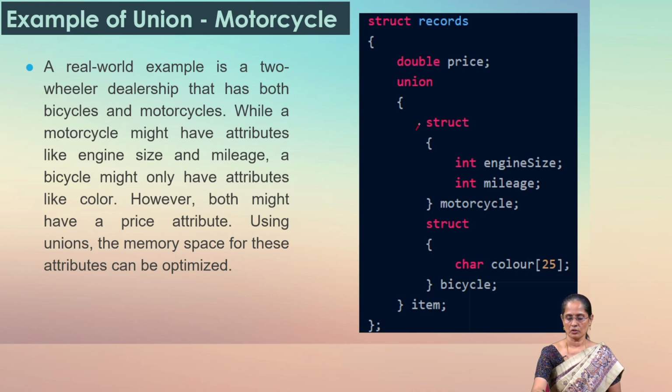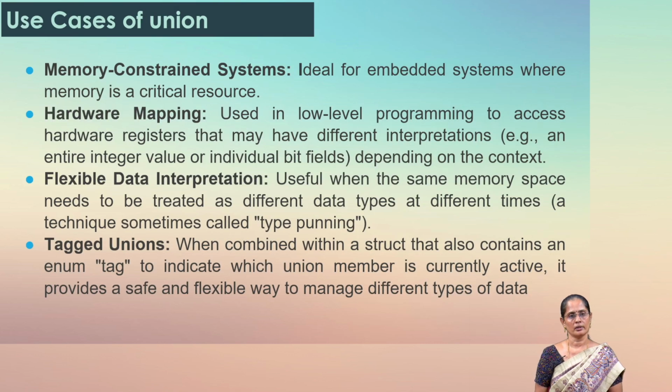We are defining a structure for motorcycle and a structure for cycle using a union. Anyway, both these structures are not going to be used simultaneously, so any one can be used. In this case the memory can be reduced and optimized. There are other use cases where the union can be applied, say as we have already seen, memory constraint systems where the memory is limited, unions are very advantageous. In hardware mapping, flexible data interpretation and tagged unions concepts can be applied.